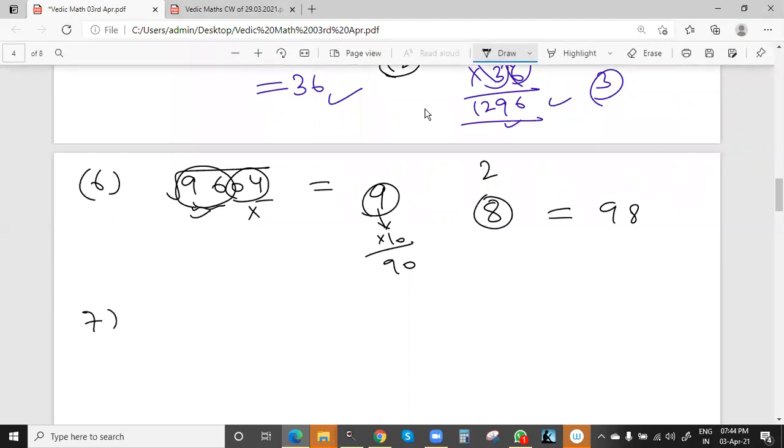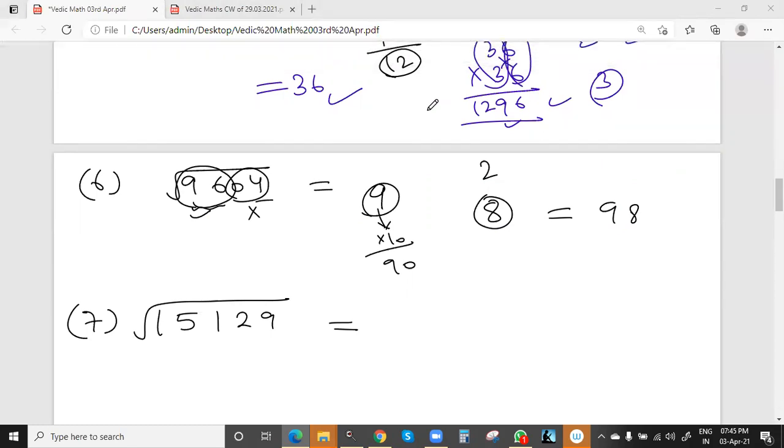Now, the 7th number. The previous one was a 4-digit number. Now we have a 5-digit number: 15129. Same method, same steps. Everyone is getting 123.